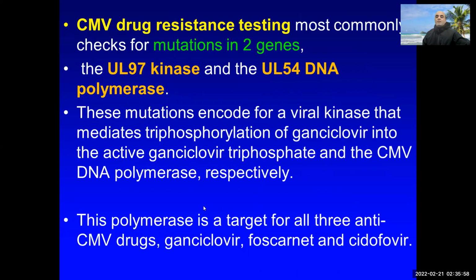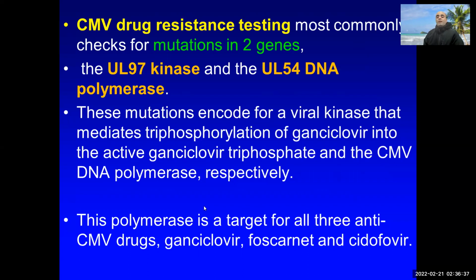CMV drug resistance testing most commonly checks for mutations in two genes. Any patient with CMV not responding to IV ganciclovir, you should think to check for mutations in these two genes: UL97 kinase and UL54 DNA polymerase.